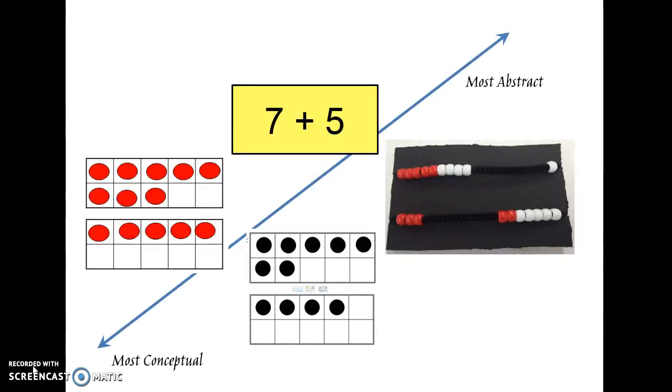We talked about most conceptual to most abstract. So looking at our physical models we did with the 10 frames, then using the 10 frames still, but moving it in our mind, not physically moving it. Of course, the use of the rekenrek for compensation. And then finally, eventually we want kids to just be able to look at the problem, use that strategy mentally, and use it efficiently to solve some simple addition facts.